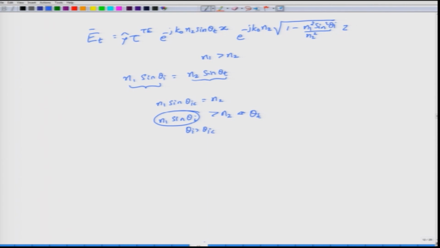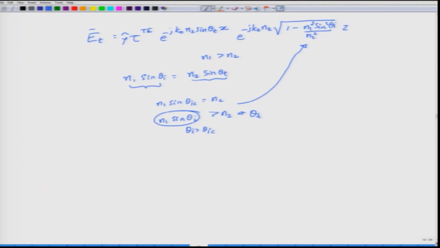But what happens to the electric field amplitude? Well, if you go to this one, now at theta_I equals theta_c, the numerator n_1 sin theta_I is equal to the denominator n_2, and therefore this will be 1, and the exponential term with respect to z will be equal to 1, and what you are left with is an expression which is just dependent on x.